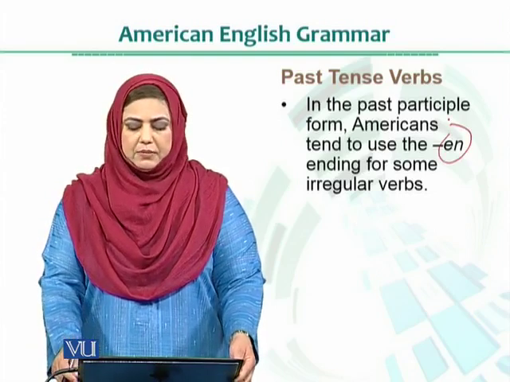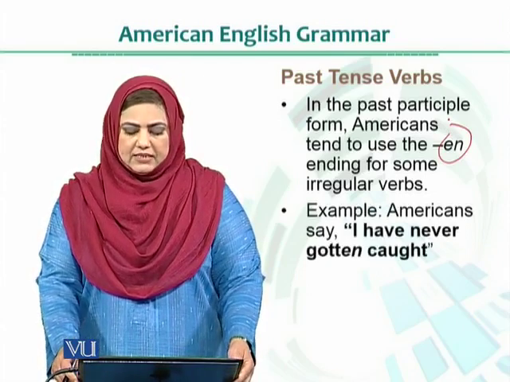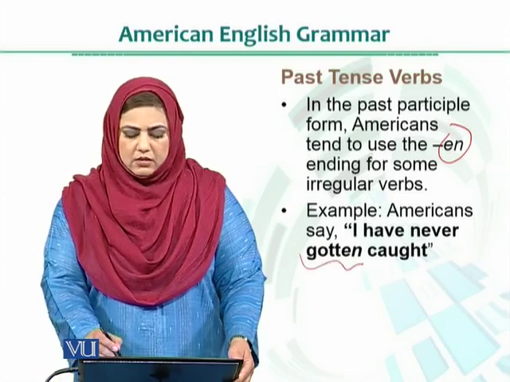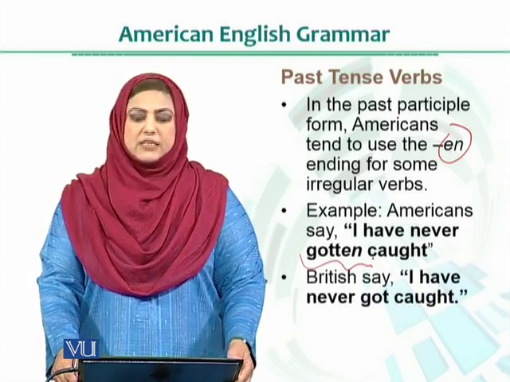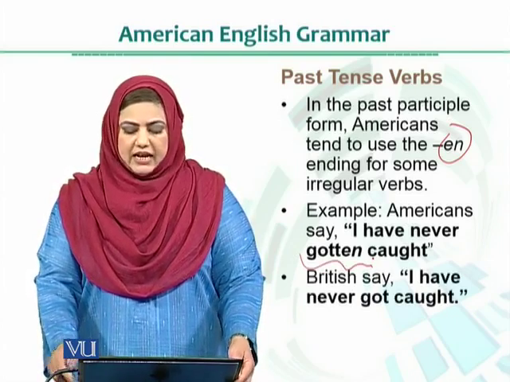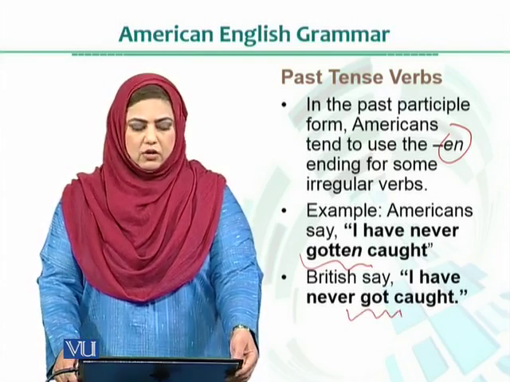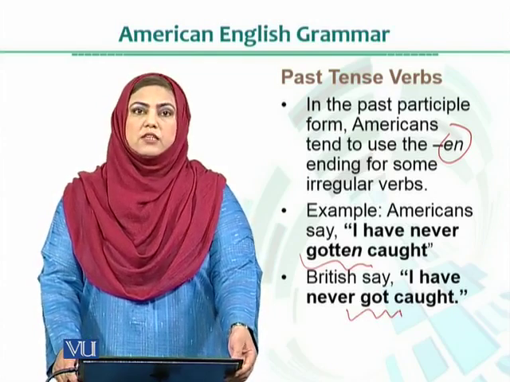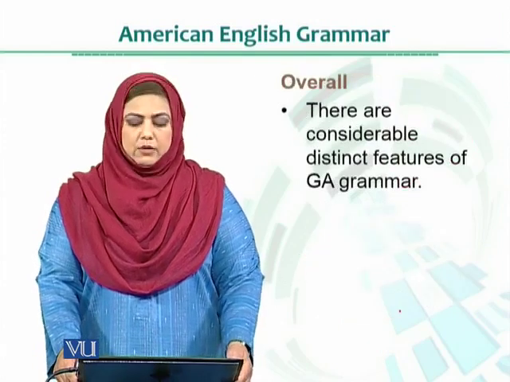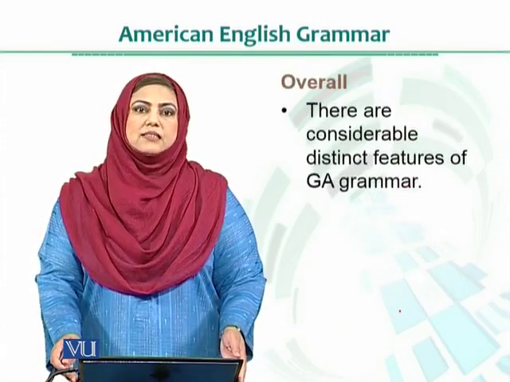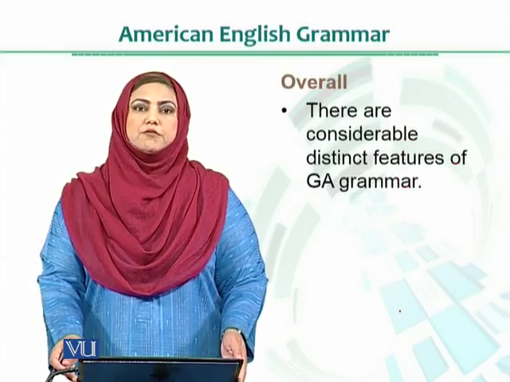I have already given an example for some irregular verbs. An example is, I have never gotten caught. This is how an American would speak. Whereas when a British speaker has to say the same thing, he or she would say, I have never got caught. So, this "n" ending is not generally used by British people. It is only a distinctive feature of American English grammar. I hope by considering all these examples, you can realize that American English has its distinctive features of grammar.